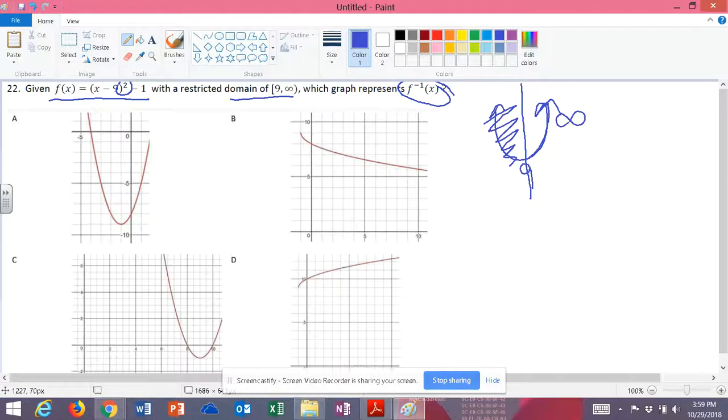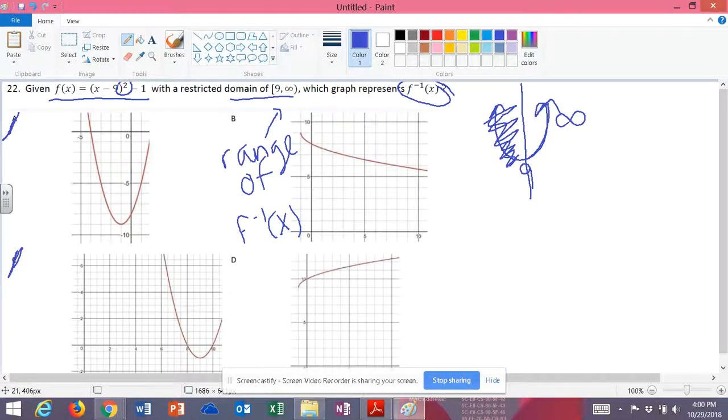Also, if the domain of our original function is from 9 to infinity, that's going to become the range of my inverse function. So first of all, my graph should not look like a parabola because it's said over here that I'm cutting my parabola in half. So these graphs that look like a parabola, like letter A and letter C, just won't work because they don't make sense. So it's either got to be B or D.